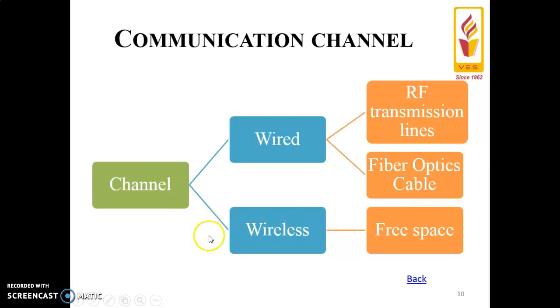Now the next type of communication channel is wireless, where we use free space. So depending upon the bandwidth of the free space, or the bandwidth of the communication channel which is allocated for a particular application, your modulator converts the binary sequence into that particular high frequency signal by using a proper modulation technique.